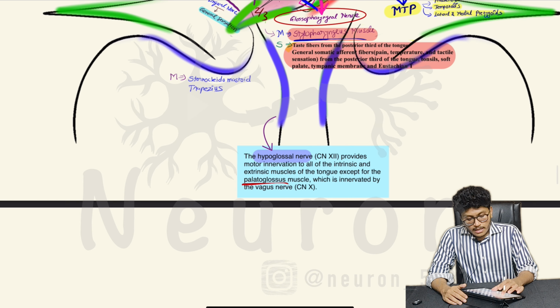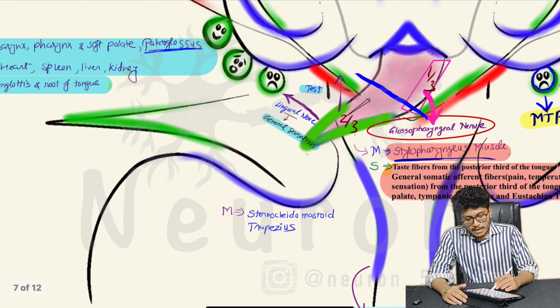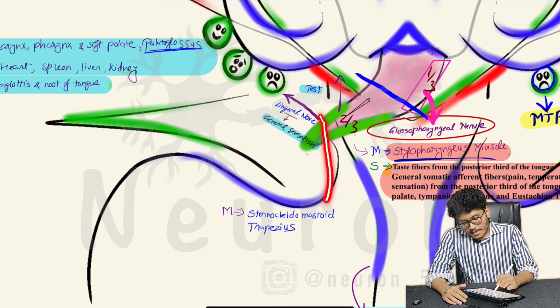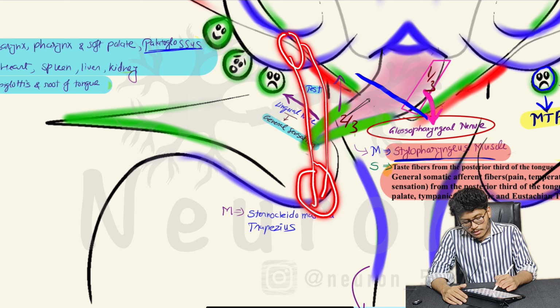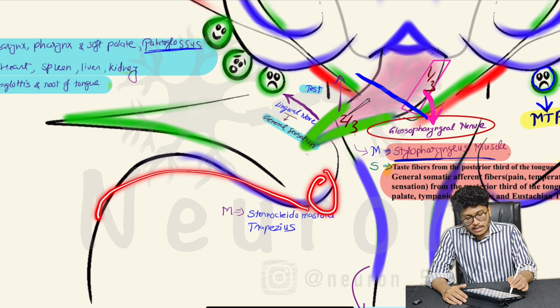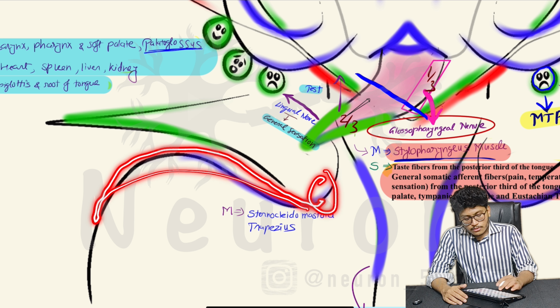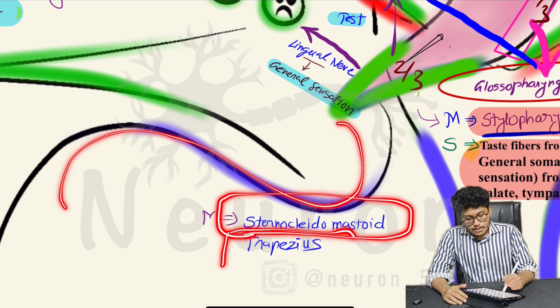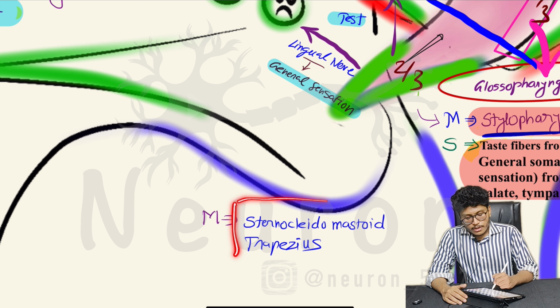Now let's move to the 11th nerve. The 11th nerve is the spinal accessory nerve, and as you can see, it is a continuation of the neck and shoulder. From the face to the neck there is a muscle called the sternocleidomastoid muscle, and from the neck to the shoulder there is a muscle called the trapezius muscle. So the spinal accessory nerve supplies the sternocleidomastoid muscle and trapezius muscle. You have to remember two different muscles.